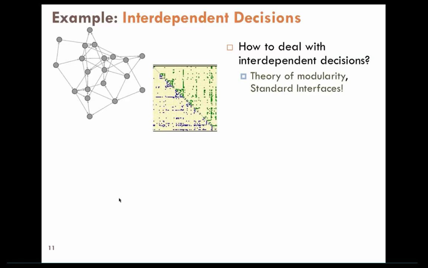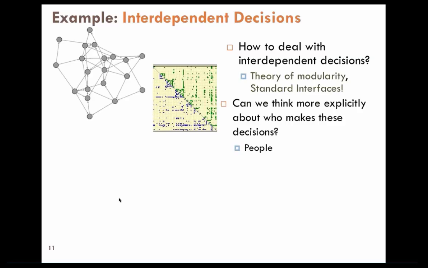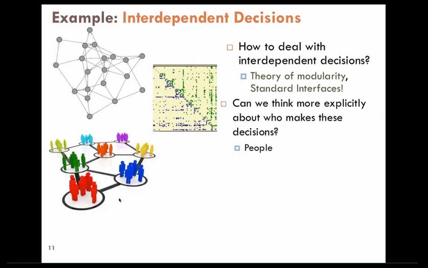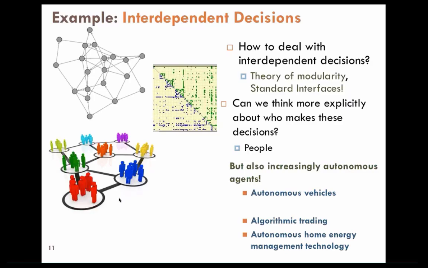Understand how, given a particular DSM matrix, for example, where are the best places to put the standard interfaces and introduce modularity to deal with interdependent decisions. But we can also think more explicitly about who makes these decisions. The obvious answer is people. So we have various teams who are responsible for these decisions, and through that dependency, we also have a network of interaction among people. But also, more increasingly, as we just discussed, we have decision-making autonomous agents.